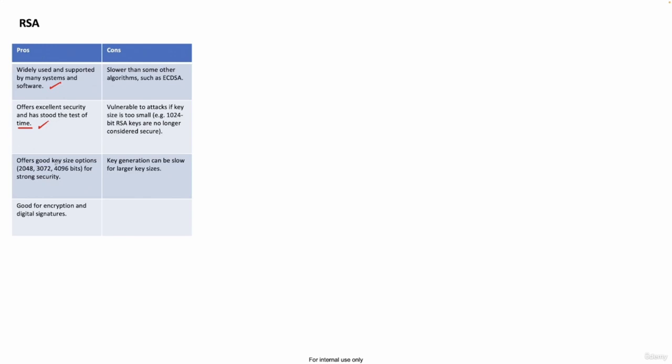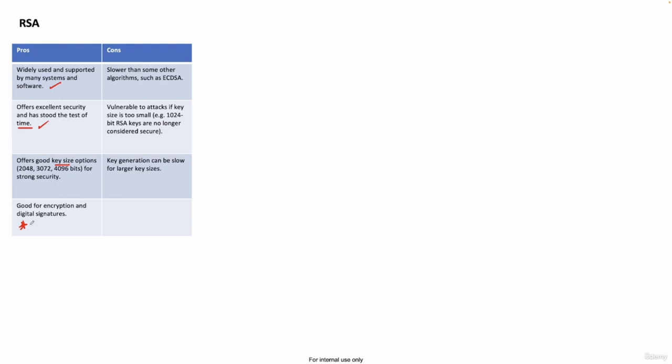It offers good key sizes. The good thing about RSA is that you can have humongous key sizes, big, massive key sizes. Like NIST started recommending that you should have at least a 2048 key size. But that is also a pro of this algorithm, that it offers key sizes of 2048, 3072, 4096 bits. And very, very important point, guys, it is good for encryption and digital signatures. So that's the beauty of RSA.